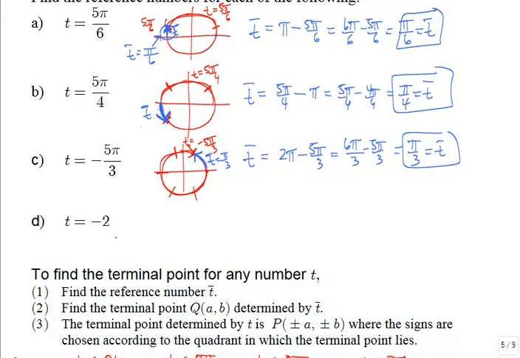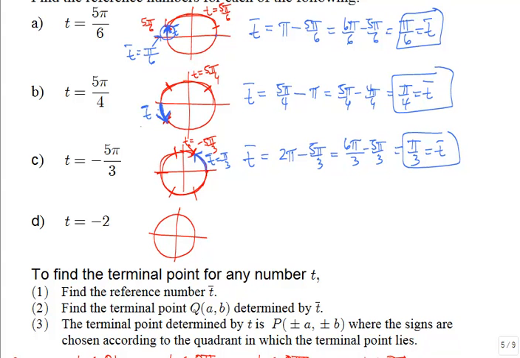Alright, the last example that we're going to do looks a little bit strange because it doesn't look like one of our common angles, our pi over 3s, pi over 4s, or pi over 6s. This is just a number, negative 2. So we need to figure out where negative 2 would land on our circle.